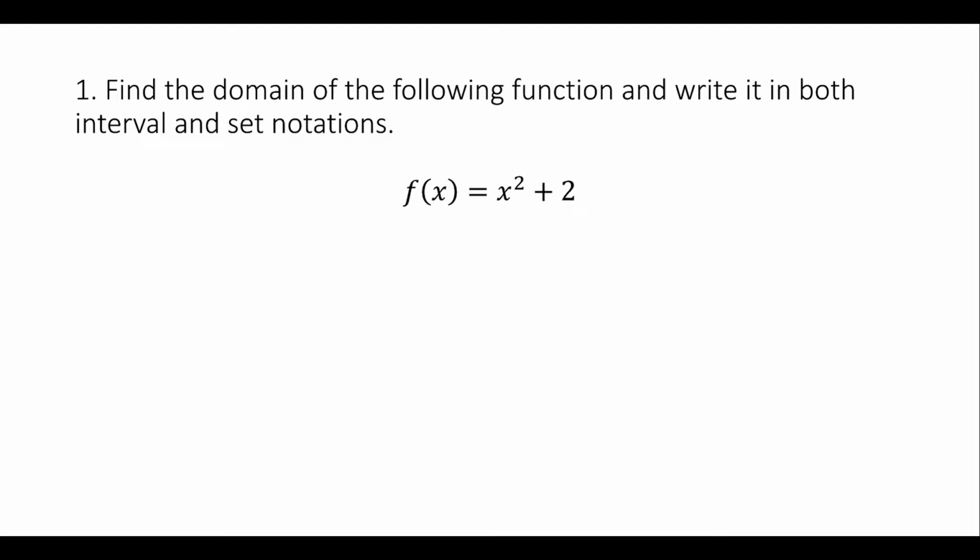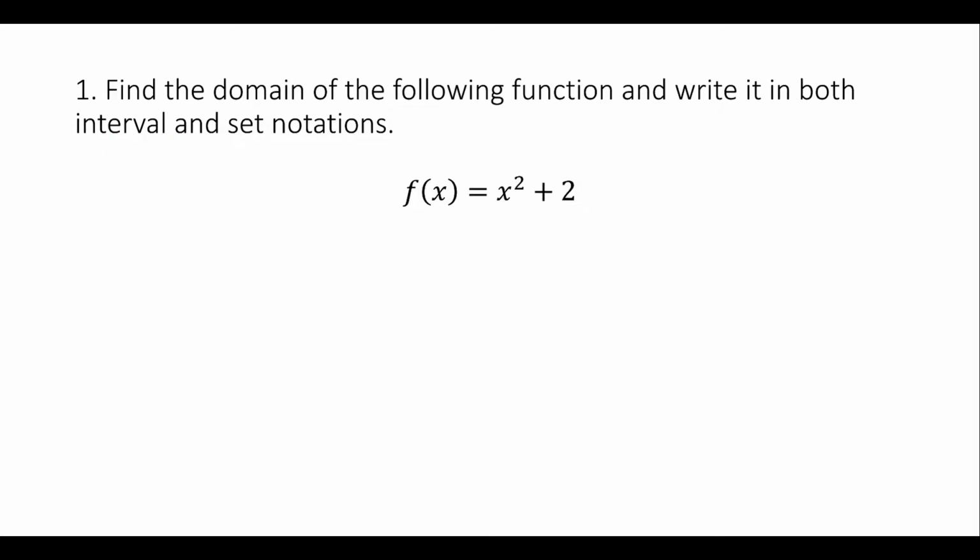This example is giving us the function f of x, and it is x squared plus 2. Notice that this is a polynomial. There are no radicals involved. There are no denominators with x's involved, so there are no rational expressions. It's just a plain polynomial, something squared plus a number. What we want to find out is the domain of this function, and then write it in both interval and set notations.